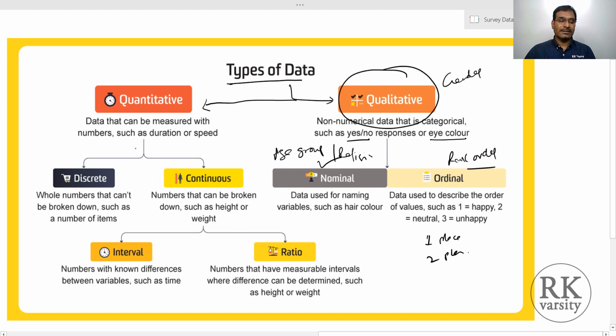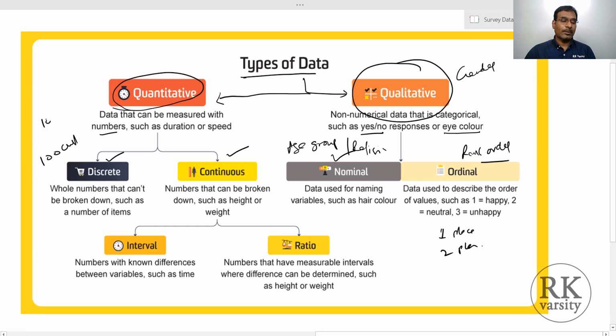On the other side, you have quantitative data. Quantitative data is measured in terms of numerics or numbers. This is further classified into two. One is the discrete numbers and the second one is the continuous numbers. When we say discrete numbers, these are absolute values. Suppose the number of customers who visited a store, we can say that 100 customers visited a store. There may not be 100.5 customers. So it is 100 customers who visit. So this is discrete.